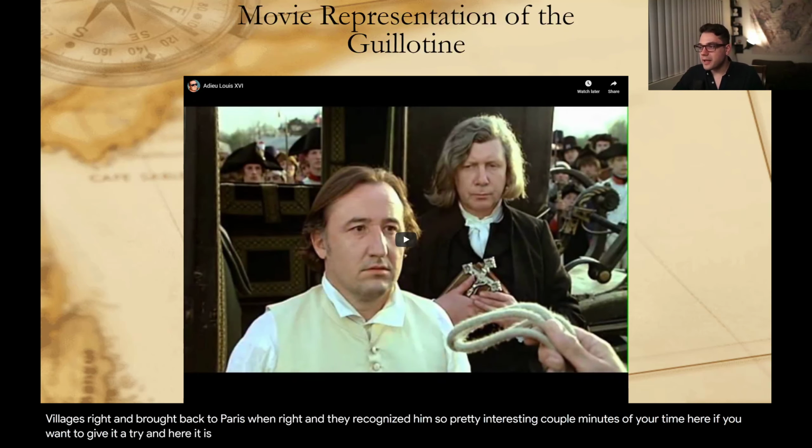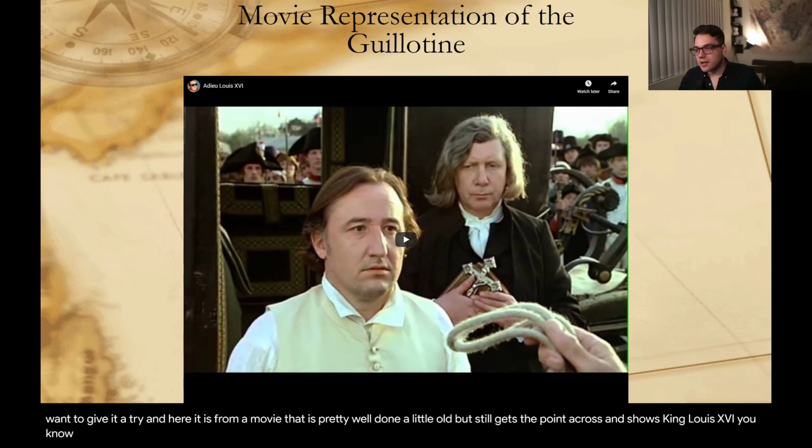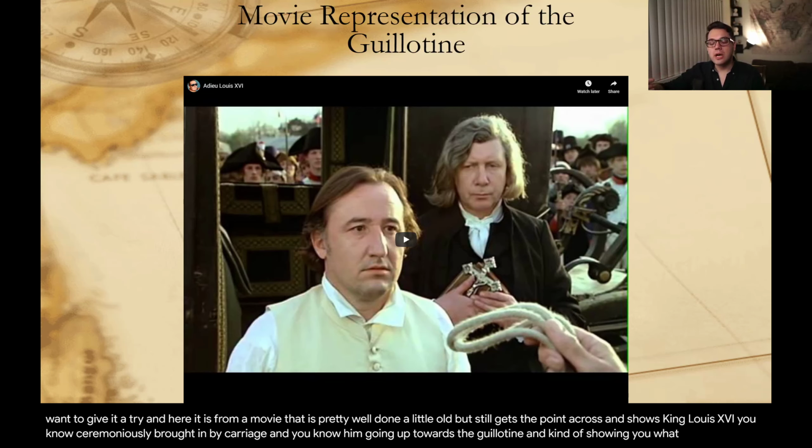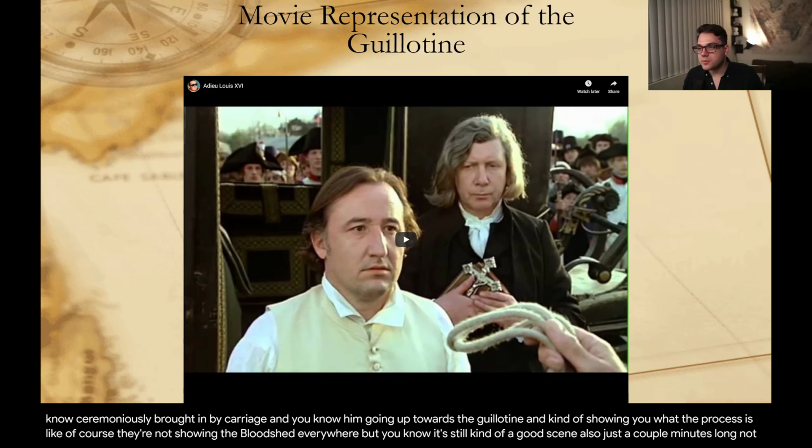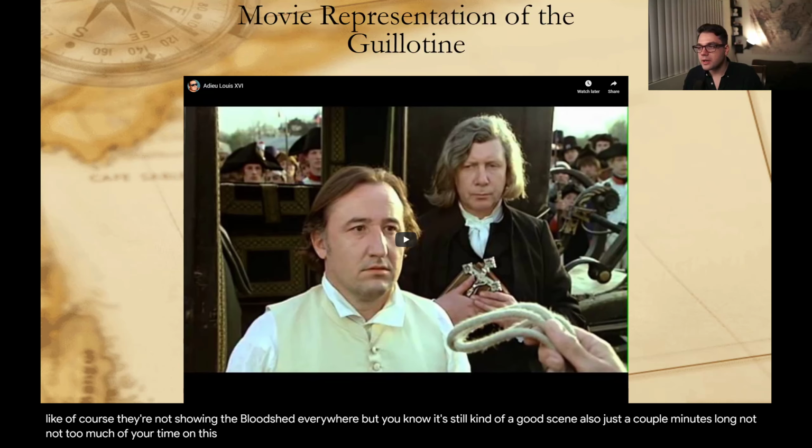And here it is from a movie that is pretty well done, a little old, but still gets the point across and shows King Louis XVI ceremoniously brought in by carriage, and him going up towards the guillotine and showing you what the process is like. Of course, they're not showing the bloodshed everywhere, but it's still a good scene. Also, just a couple minutes long, not too much of your time on this one, but it wraps it all in.